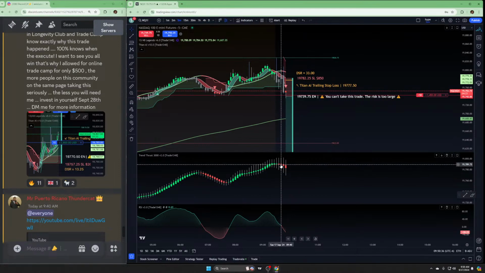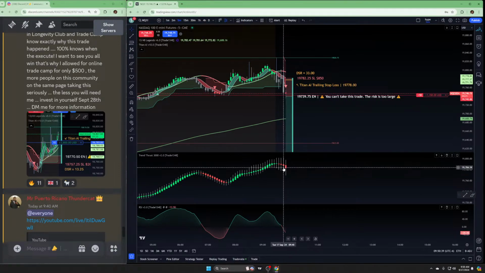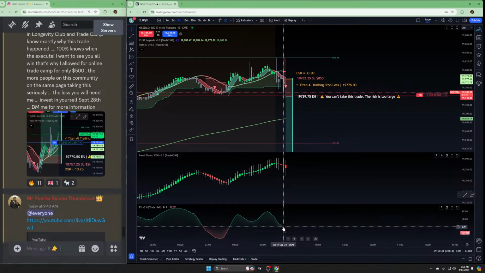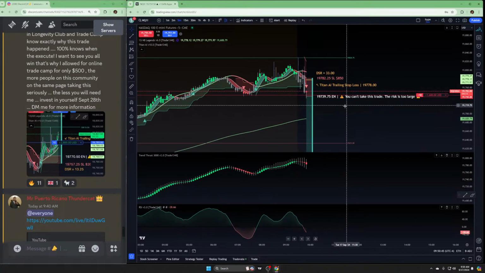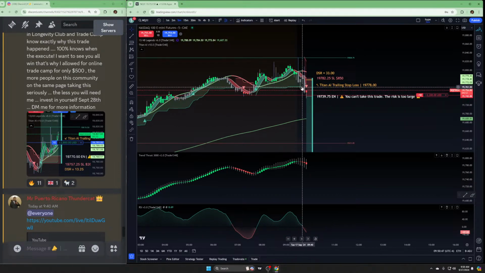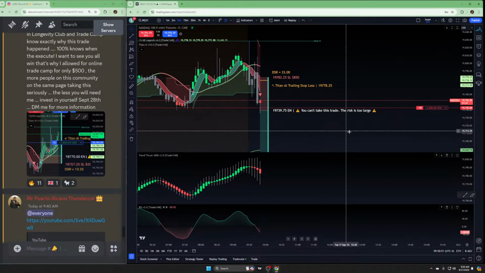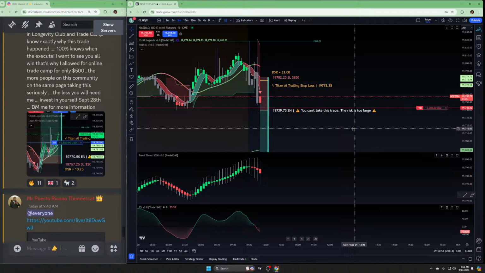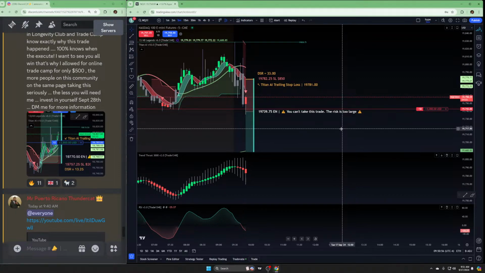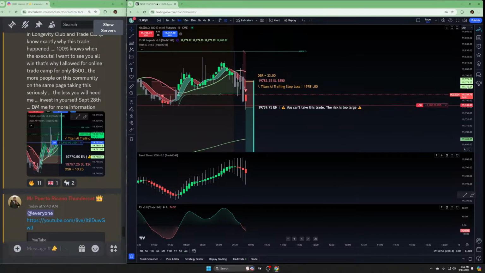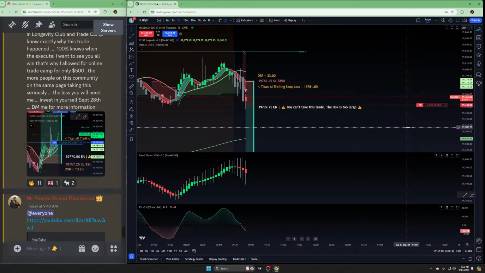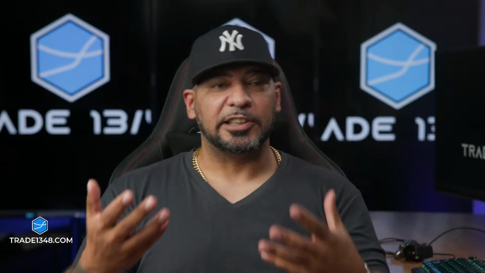What we have here, we have a nice body here with our trend thrust. We have strength also red. We broke super trend to the downside. We have confluence to the downside. So now this becomes a battle of emotions, right? And a battle of emotions and a battle of allocation.